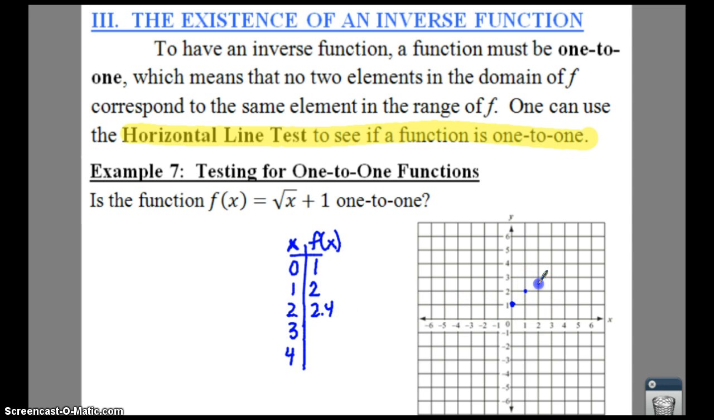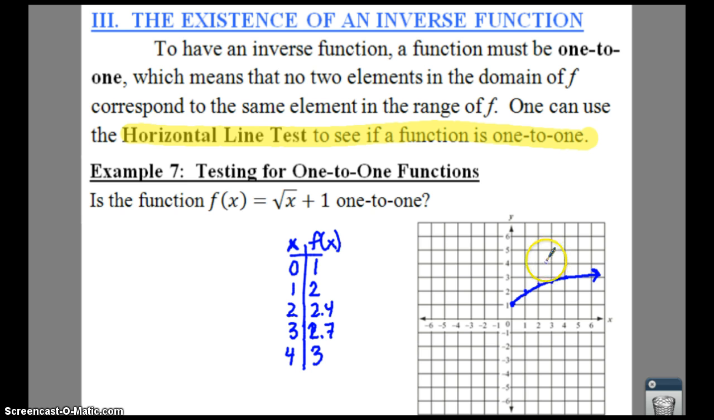Over 2, up 2.4. Plug a 3 in. The square root of 3 is about 1.7, which when added to 1 gives you 2.7. So over 3, up 2.7. Plug a 4 in. The square root of 4 is 2. 2 plus 1 is 3. So over 4, up 3. So you're going to make your table, and your graph is looking somewhat like this, going to the right.